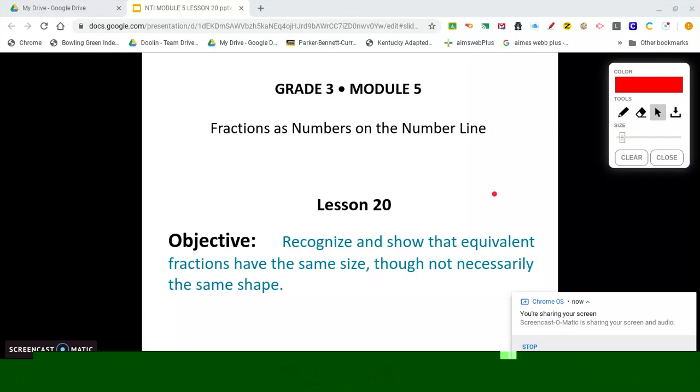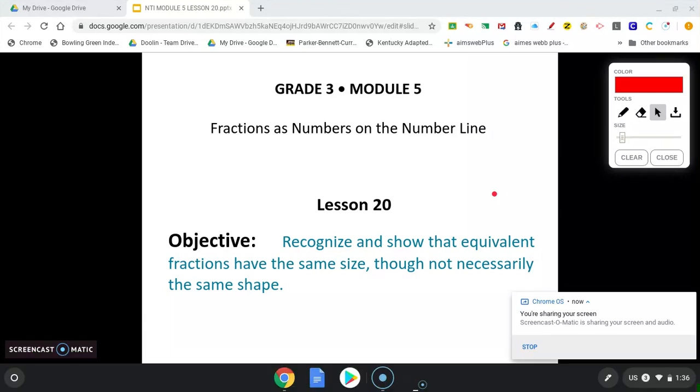Today we're going to continue to work on fractions. We are going to recognize and show that equivalent fractions have the same size, though not necessarily the same shape. Also, remember today you're going to be looking for the mystery word. This is a word that you might hear several times throughout the video. I'm not going to tell you that it's the mystery word. You're going to have to figure out what word I use a lot throughout the video to help you to learn about this lesson today.